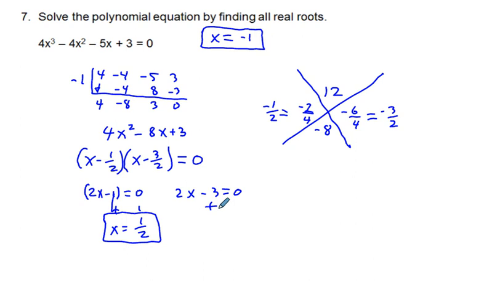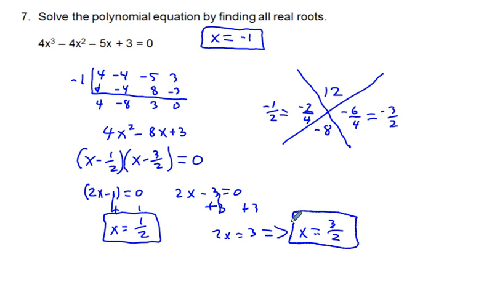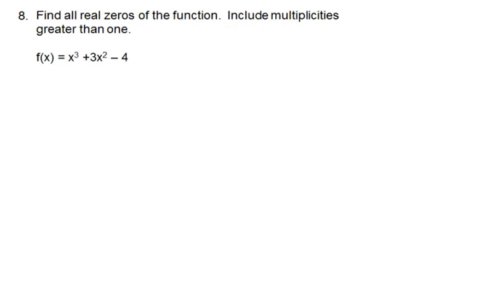Over here we add 3. We get 2x equals 3. So working right here, x is equal to 3 halves. So those will be our real roots right there. Okay, next.